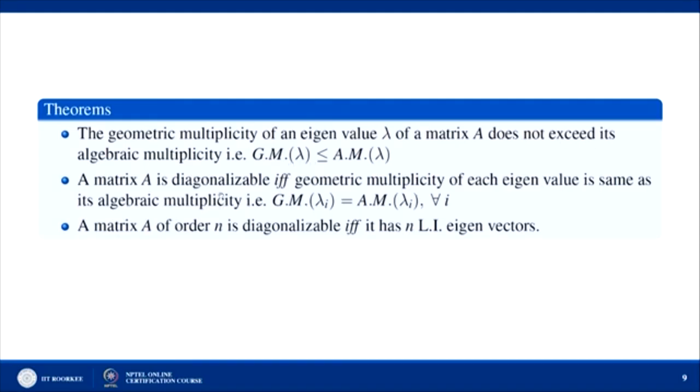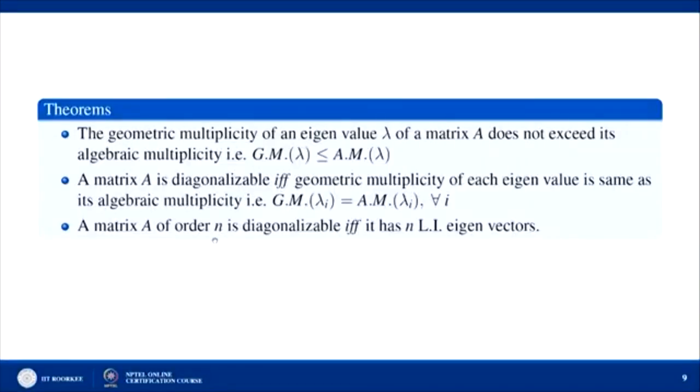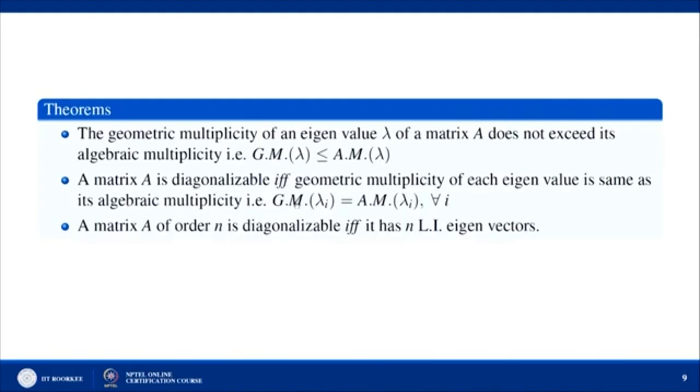Now, a matrix is diagonalizable if and only if the geometric multiplicity corresponding to each lambda is the same as its algebraic multiplicity. That means, if the geometric multiplicity corresponding to each lambda i is equal to the algebraic multiplicity, then only the matrix will be diagonalizable. So, this is the condition. Or we can say that if a matrix has order n, then it will be diagonalizable if and only if it has n linearly independent eigenvectors, because corresponding to each lambda, geometric multiplicity is equal to algebraic multiplicity.